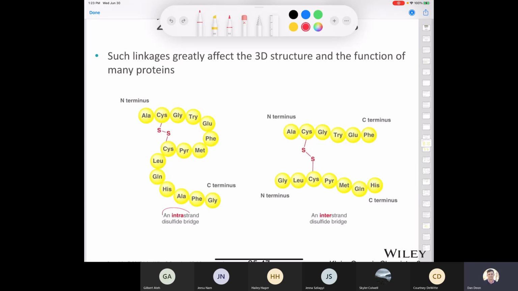So we can have two types of disulfide bridges in a protein. We can either have an intrastrand that's inside the same chain. Okay, so that's intra, and if it's inter, just like international is between two countries, so between two different strands of a peptide or a protein. Anyhow, so you have to know what a disulfide bridge is, that it can greatly affect the three-dimensional structure and function of a protein, and we can have an intrastrand disulfide bridge and an interstrand disulfide bridge.